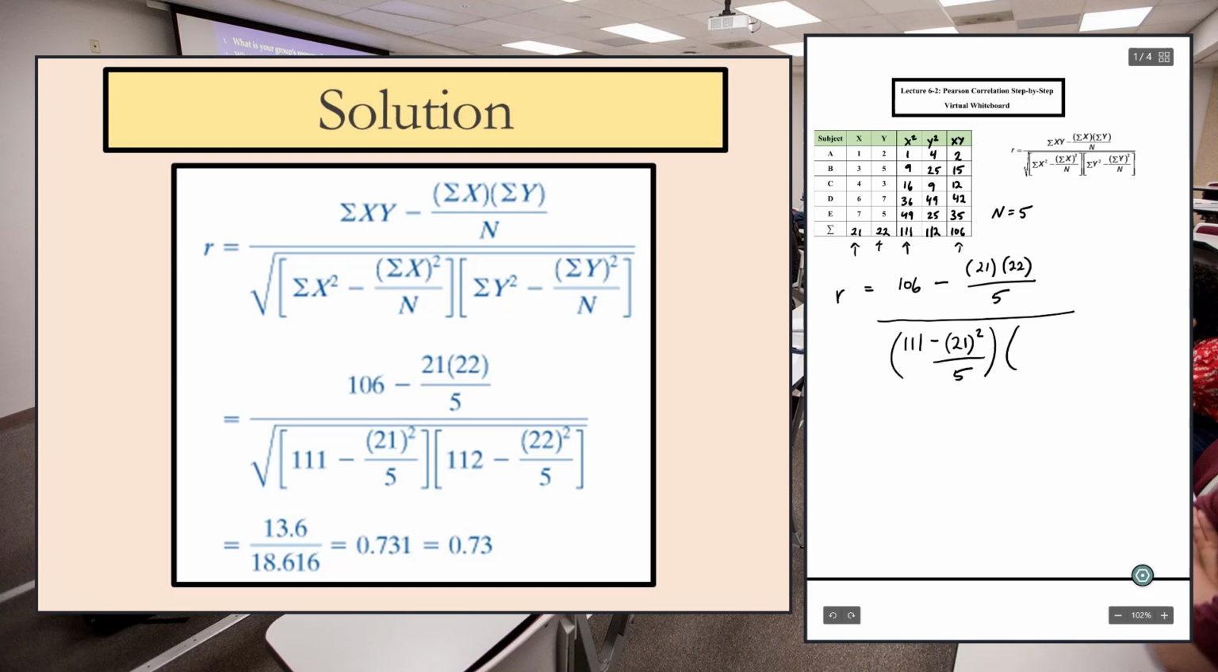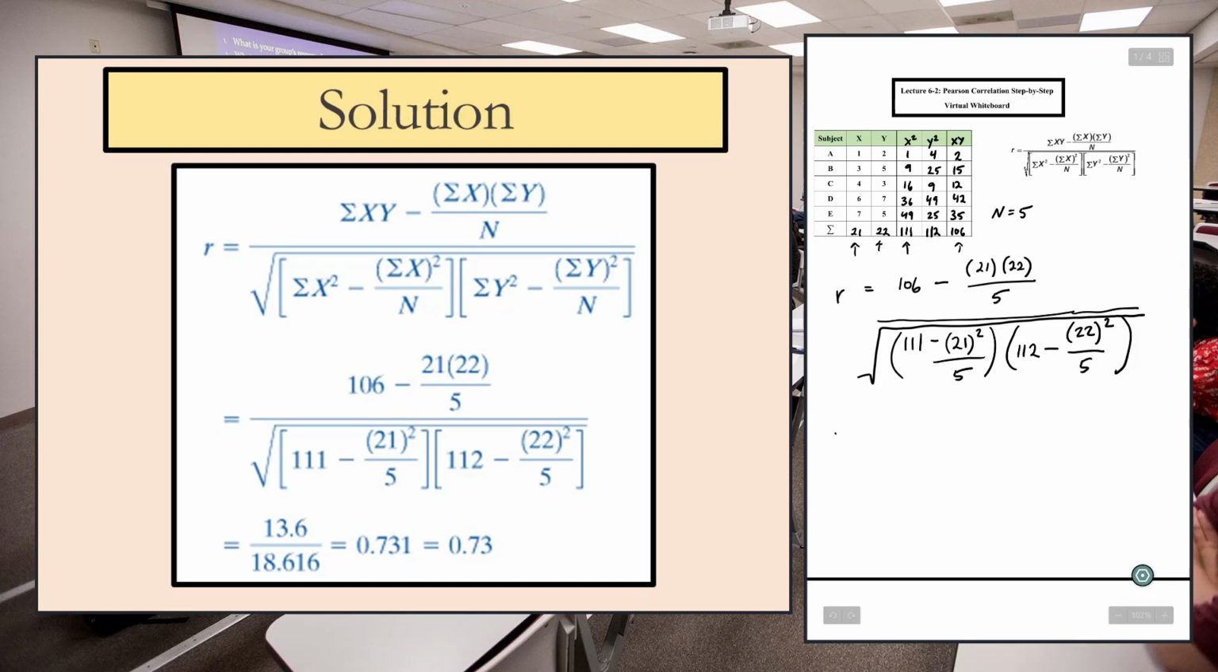And then we're going to do the formula for the variation in variable y. And this is going to be the same way, 112 minus 22 squared divided by 5. And then we need to take the square root of all of that. So you see, if you do this table first, it makes it a lot easier. It's just kind of plug and play, right?